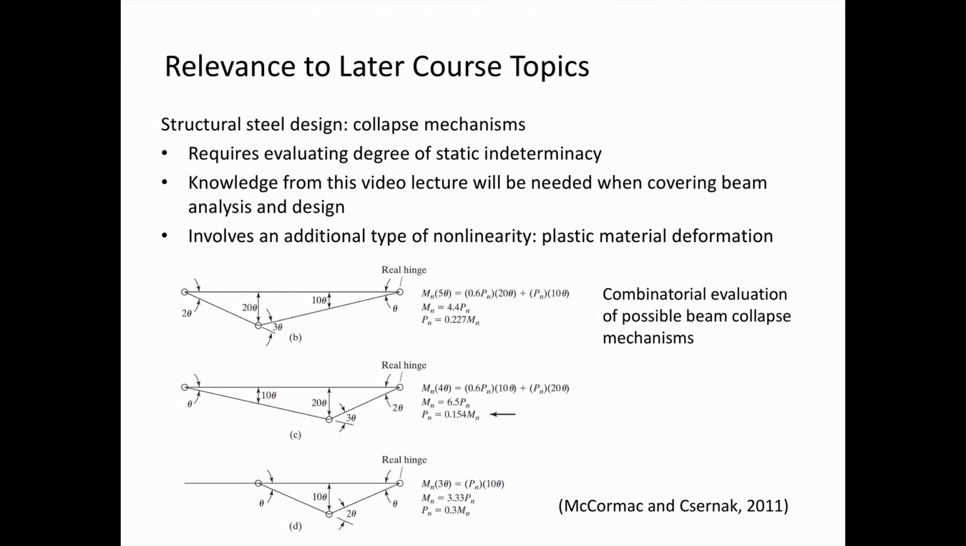So here we have so far been talking about nonlinearity due to nonlinear kinematics. Another type of nonlinearity that comes up is material behavior nonlinearity. And in this case, we're going to be looking at plastic material deformation in the section on structural steel design.